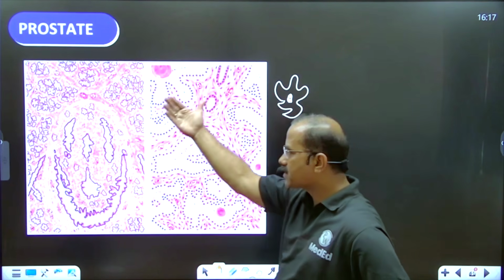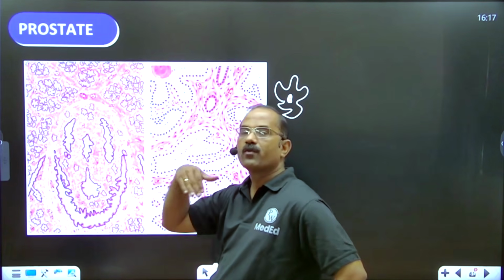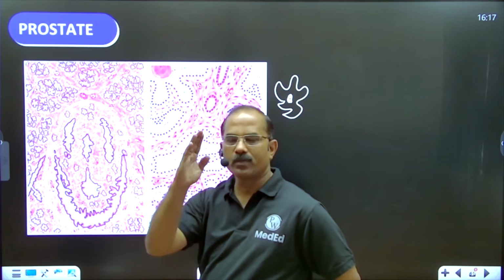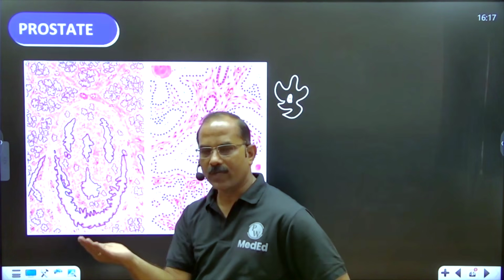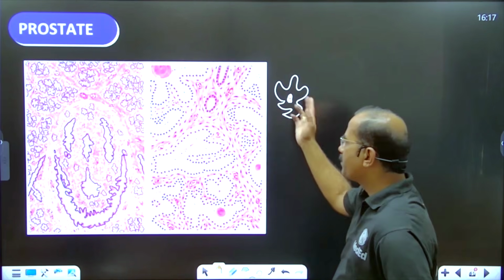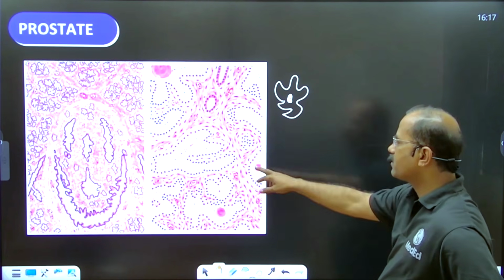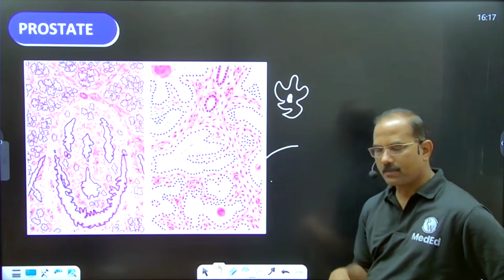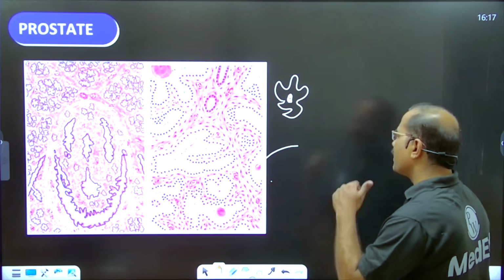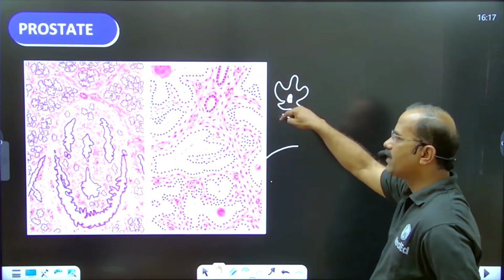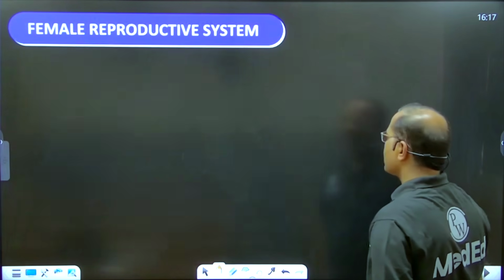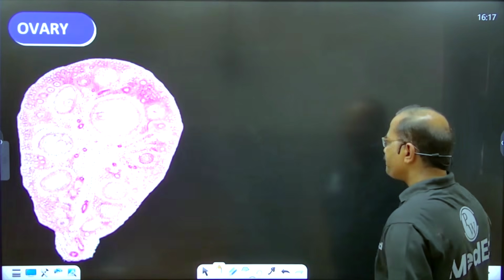It contains muscular tissue. It contains fibrous tissue. So fibromusculoglandular organ is prostate. The secretions are known as corpora amylaceae or prostatic concretions. The gland shows involutions. That's a prostate.